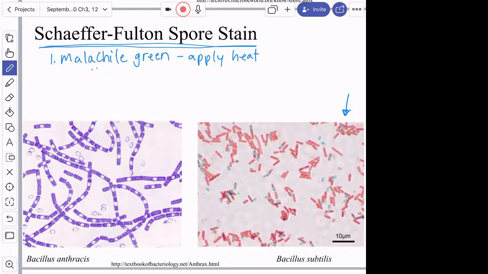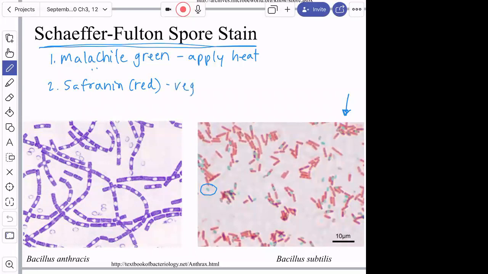Okay, so these little green ovals that you see, those are endospores, again, that have been stressed enough to take up that malachite green. We just rinse the dye after it's been on there long enough, and then we add a second stain, safranin, which is a red dye. We use that when we're gram staining as well. That stains the vegetative cells.